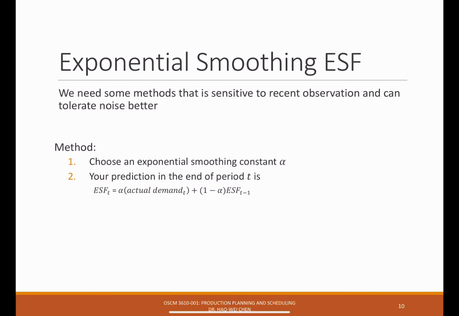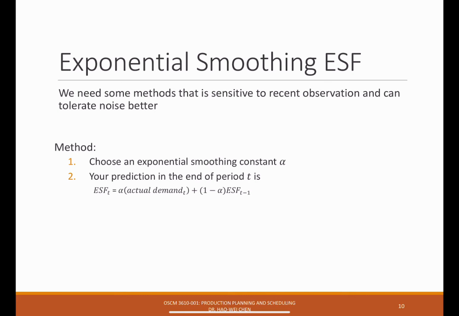The second methodology is what we call exponential smoothing. The reason that we want to use exponential smoothing is that we want to find a methodology that is more sensitive to recent observations. When we use the moving average, although we only consider the most recent historical data, every single data point has an equal weight. But when we use exponential smoothing, the recent data will have a higher weight, and the older data will have less weight, and that's how it works.